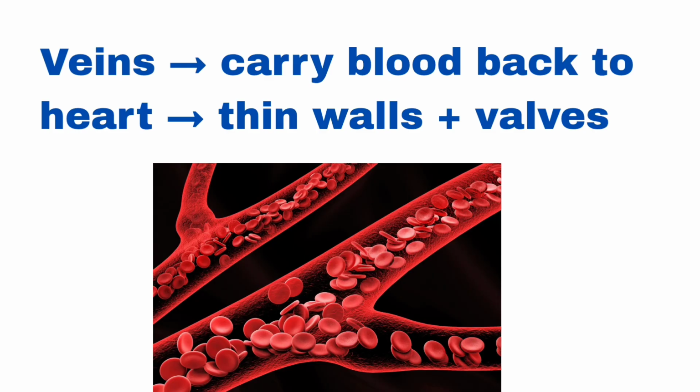Which vessels bring blood back to the heart? Veins. And what special feature do veins have to stop backflow? Valves. Valves are present in the veins, and these valves ensure blood flows only in one direction, preventing backflow.